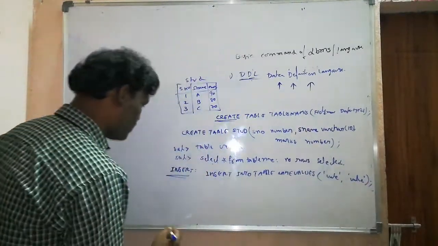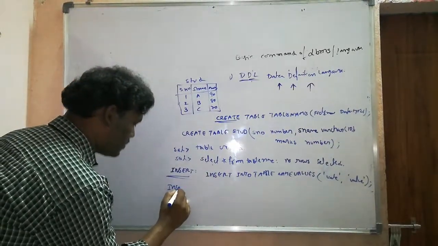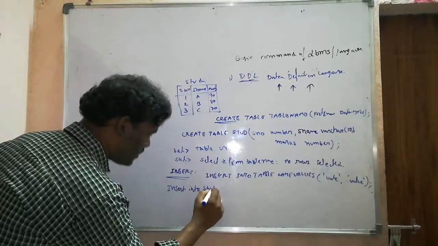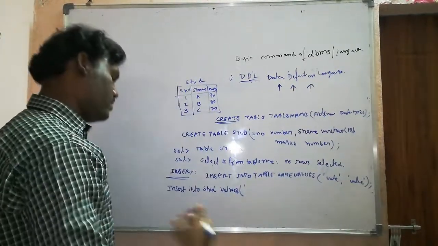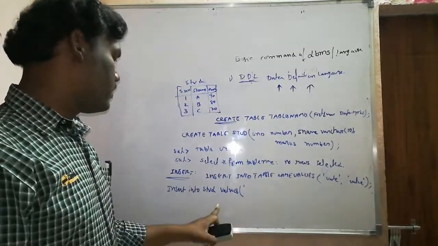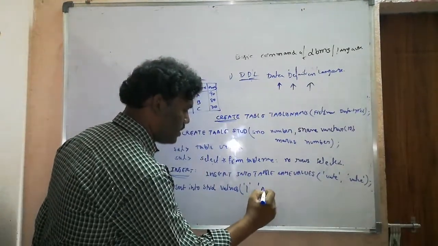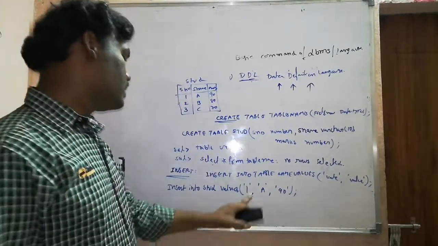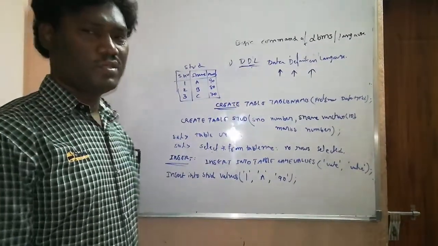This is the syntax. So according to the above table information, how do you give the values here? Insert into table name, so what is the table name? Stud, values. Here we have different ways of giving the values into the table. Now I am directly giving the values to the table. Simply 1, A, and 90. I need not mention single quotes if it is a numerical data type. Even if we mention single quotes, there is no error.